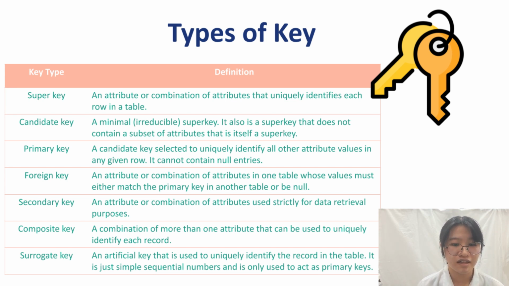Fifthly, a secondary key is an attribute or combination of attributes used strictly for data retrieval purposes. Sixthly, a composite key is a combination of more than one attribute that can be used to uniquely identify each record. Seventhly, a surrogate key is an artificial key that is used to uniquely identify the record in the table. It is just simple sequential numbers and is only used to be set as primary keys.